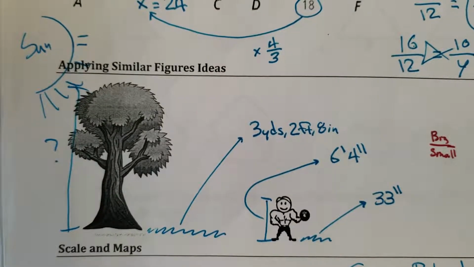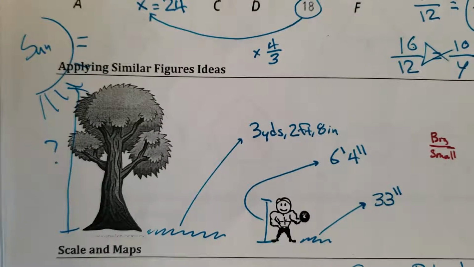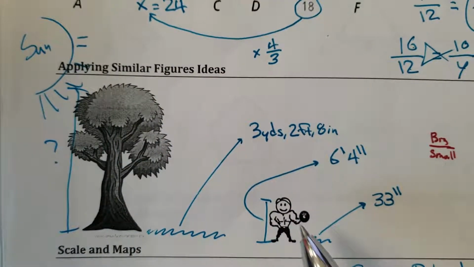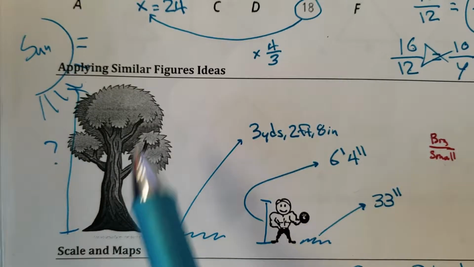Okay, we're going to talk about how to apply some similar figure ideas. The most basic one is trying to estimate the height of something really, really tall using you and your shadow, and then the shadow of the thing that's really, really tall. Now, why can't you just measure the height of it?